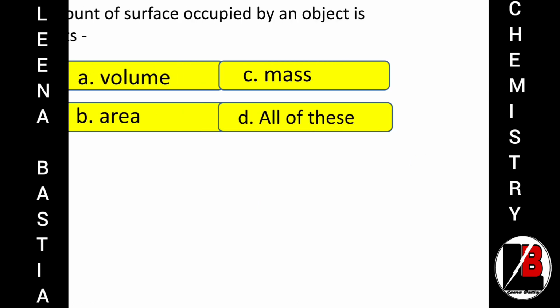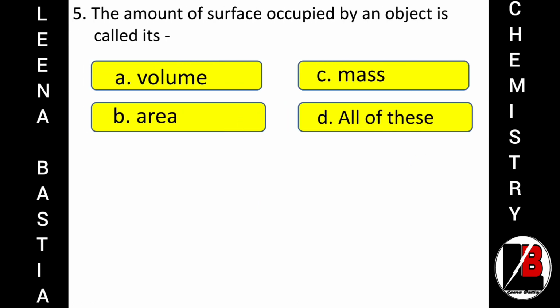Next question. The amount of surface occupied by an object is called its: volume, area, mass, all of this. Children, here you have to remember these questions come in a variety of ways. So when a surface is occupied by an object, that is called its what? It means what you are calculating. Okay, so the answer here is area.